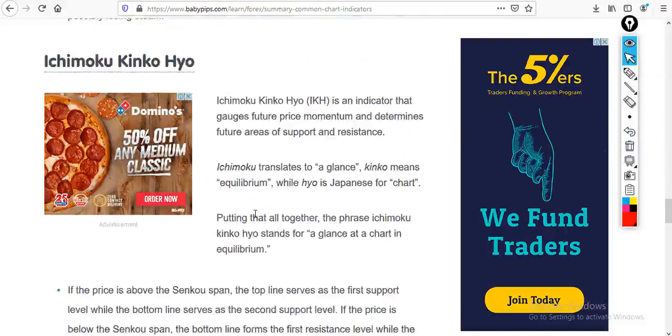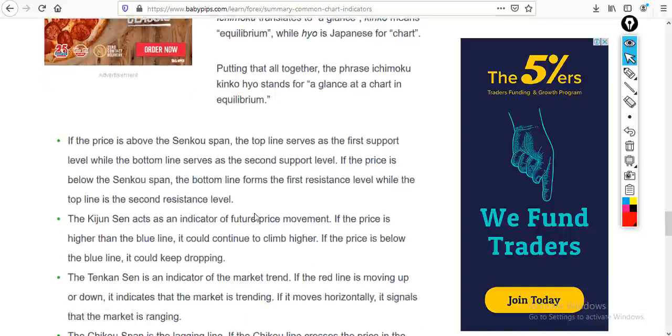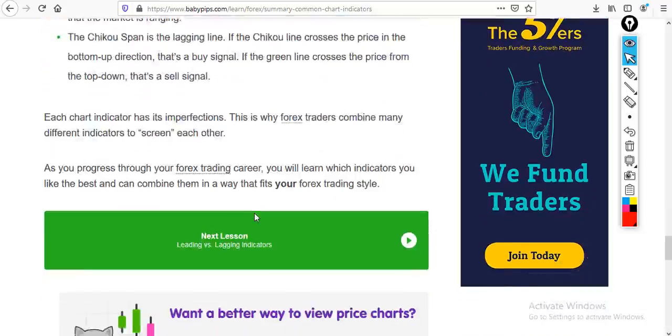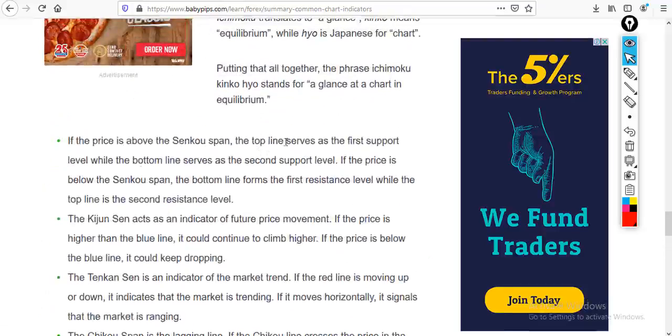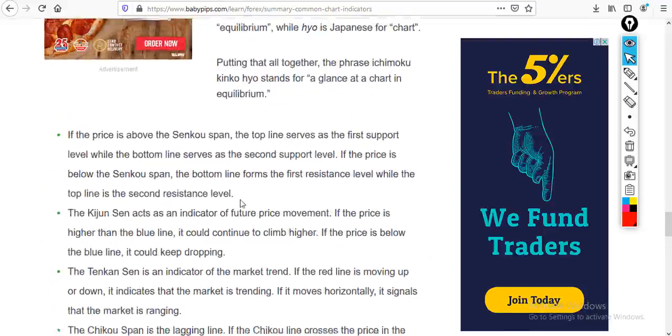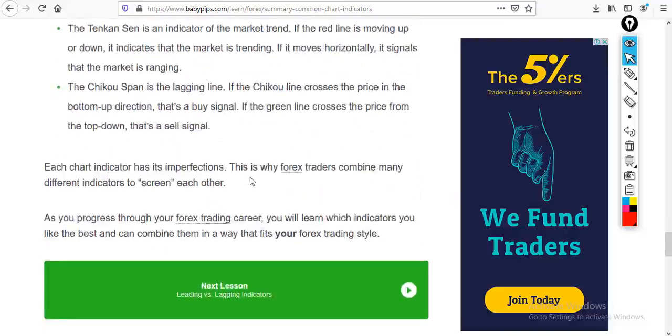Now the Ichimoku Kinko is one of the most profitable indicators that Babypips has done back testing on. If the price is above the span, the top side serves as support, and we'll have support 1 and support 2. So that's basically how we are to understand all these indicators. For the Ichimoku Kinko, you can do your own research, or you can wait until I put out the videos on how to actually understand and format the Ichimoku Kinko technical indicator, and do all of this.